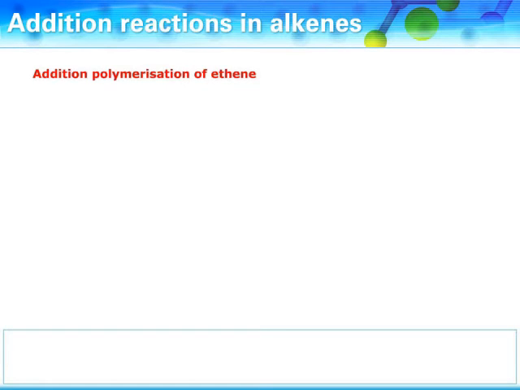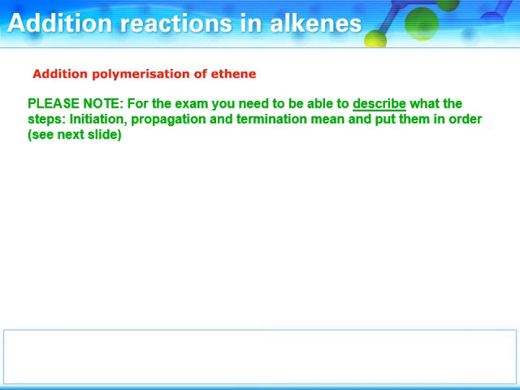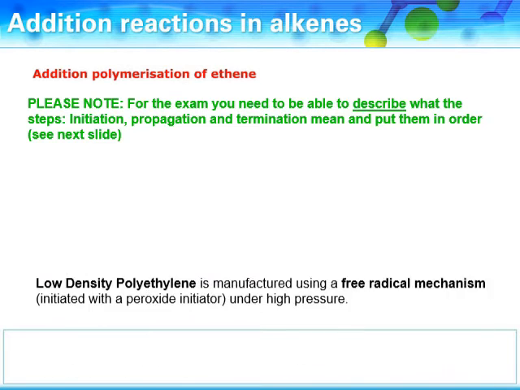So in this video we're going to have a look at addition reactions in alkenes, and in particular the addition polymerisation of ethene. So what do we need to know? For the exam you need to be able to describe what the steps are. We know that the three steps are initiation, propagation and termination. You need to know what each one of these terms mean and put them in the correct order.